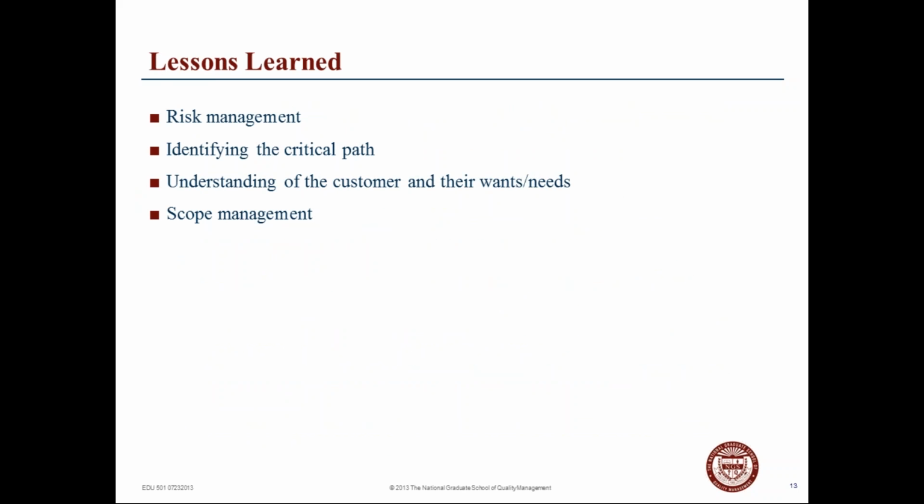And then the lessons that we learned through this course have been risk management, identifying the critical path, and of course understanding the customer's wants and needs, and then scope management. And we really think that the PIO sheet that we came up with will really help us stay on track and stay accountable with the deadlines that we have set, both personally and with our champion.